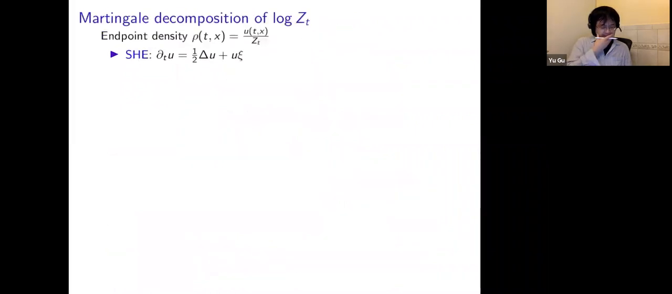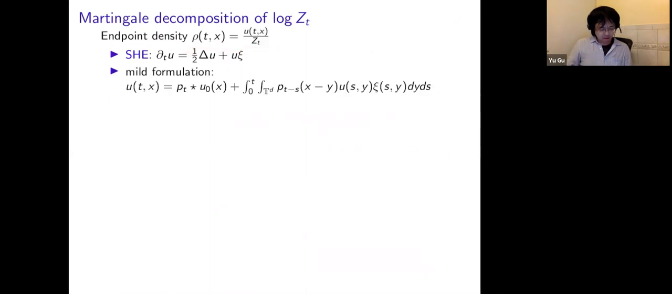Let me go over this slide. That's the endpoint distribution of the polymer, and I look at the SHE. For this SHE, I have the mild formulation, where p_t here is the heat kernel and u_0 is the initial data. Here I can just assume that u_0 is a probability distribution, an arbitrary probability measure, for instance.